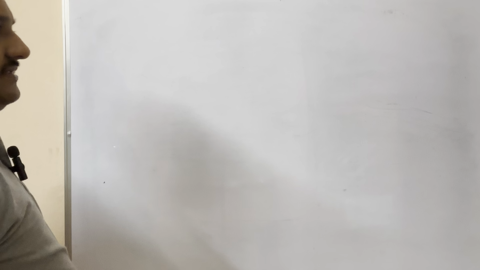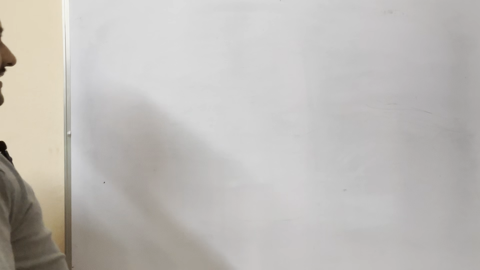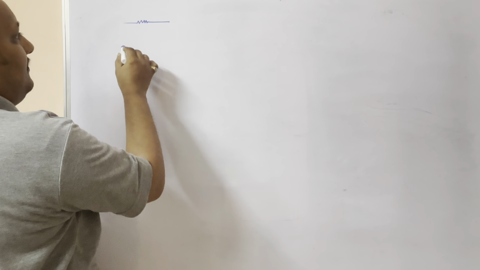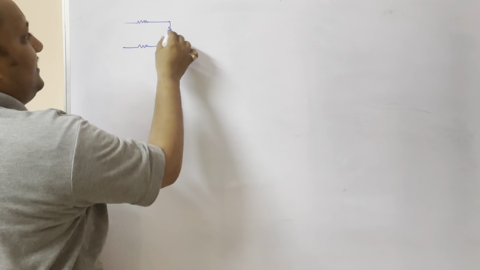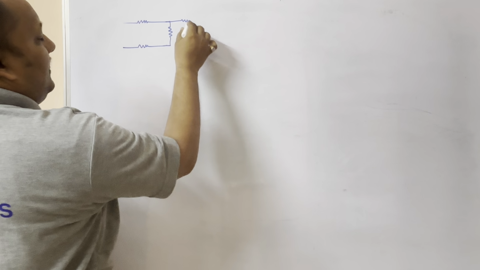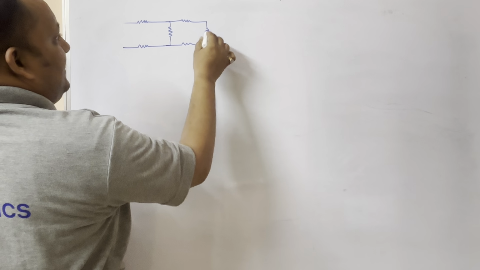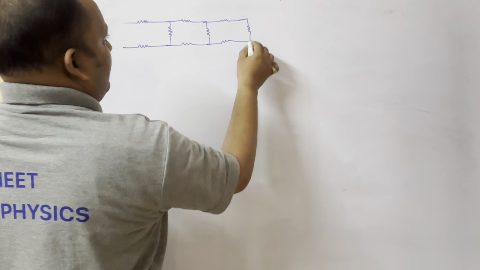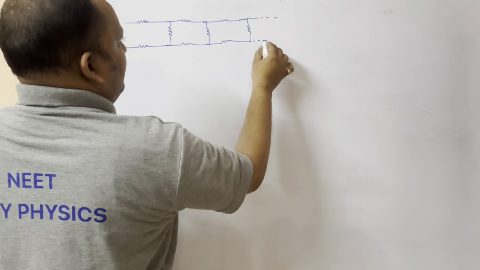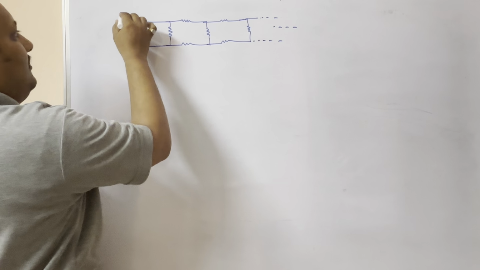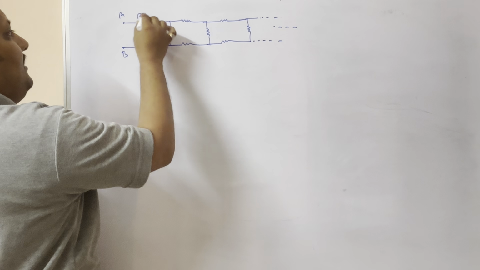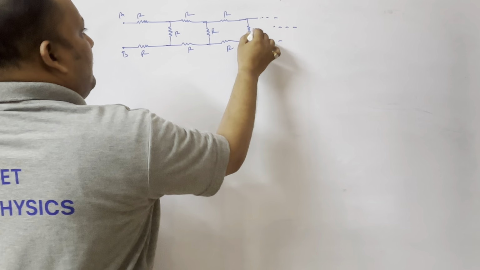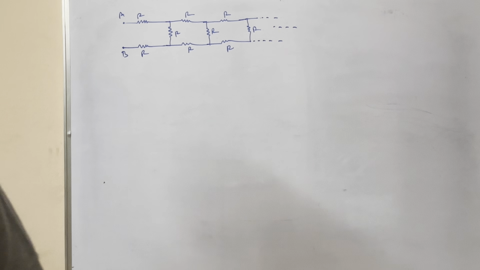In this class, we will discuss some problems on current electricity. In the first, we will see the ladder problem. This one we already discussed in capacitors. So this is an infinite ladder circuit, like this, between A and B. So how are we going to solve this circuit?